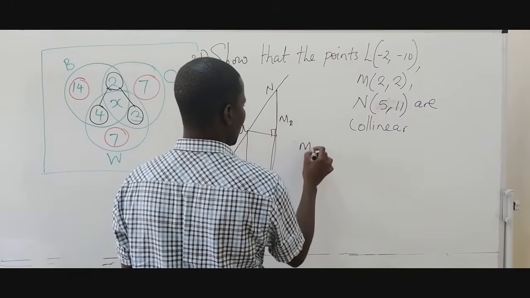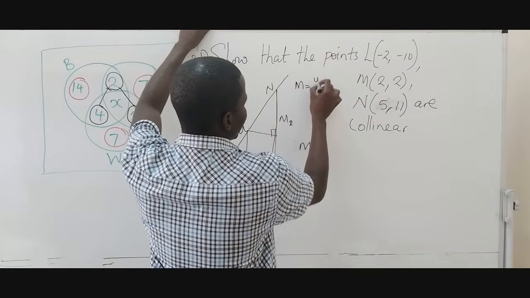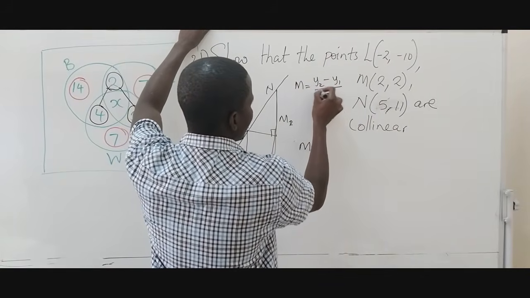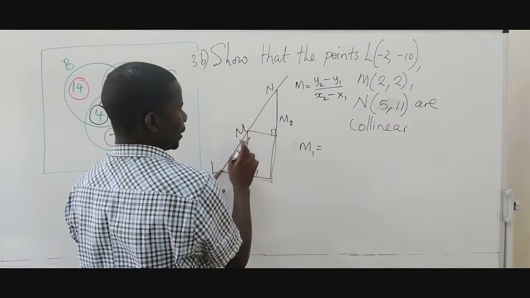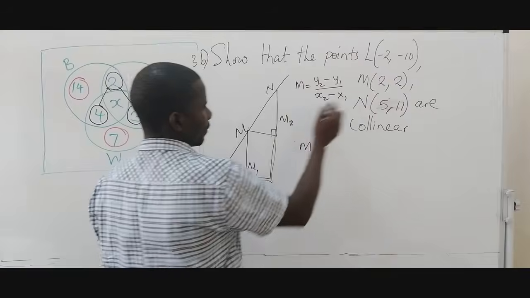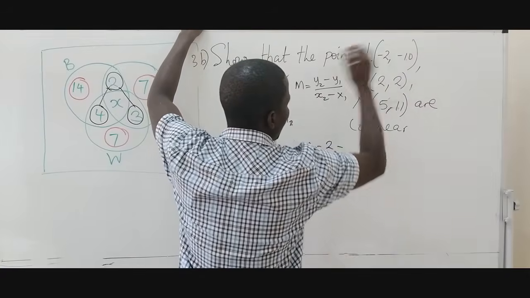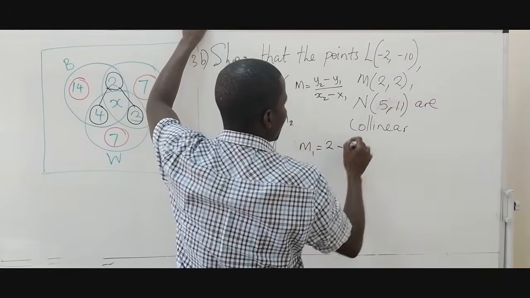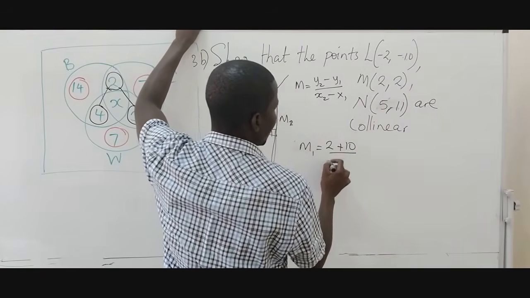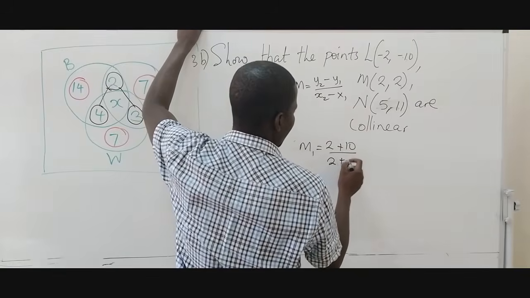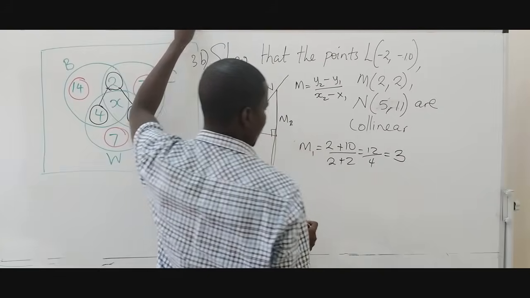So we can say M1 is equal to, I'm sure you know the formula that we use for the gradient, y2 minus y1 over x2 minus x1. For the first one here, we are using the coordinates of L and the coordinates of M. So this is our y2, 2 minus a minus, so we can have a plus here, over again 2 minus a minus, so it can be a plus again. So this will be 12 over 4. This is going to give us 3.